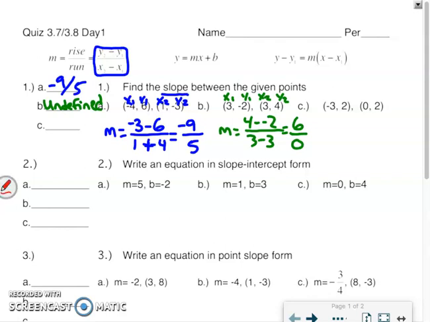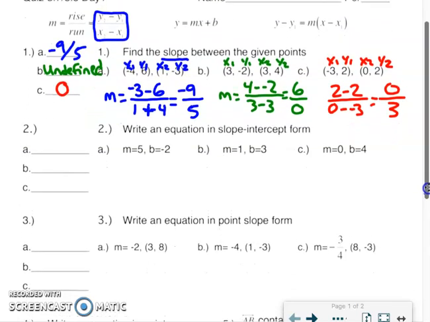Part C has the same y-coordinate, so what's going to happen here is we're going to get a 0 again, but the 0 is going to happen on top. 2 minus 2 and 0 minus -3. So we have 0 up top, 3 on the bottom, for a total of 0 for that slope. That's a horizontal line, and horizontal lines have slopes of 0.